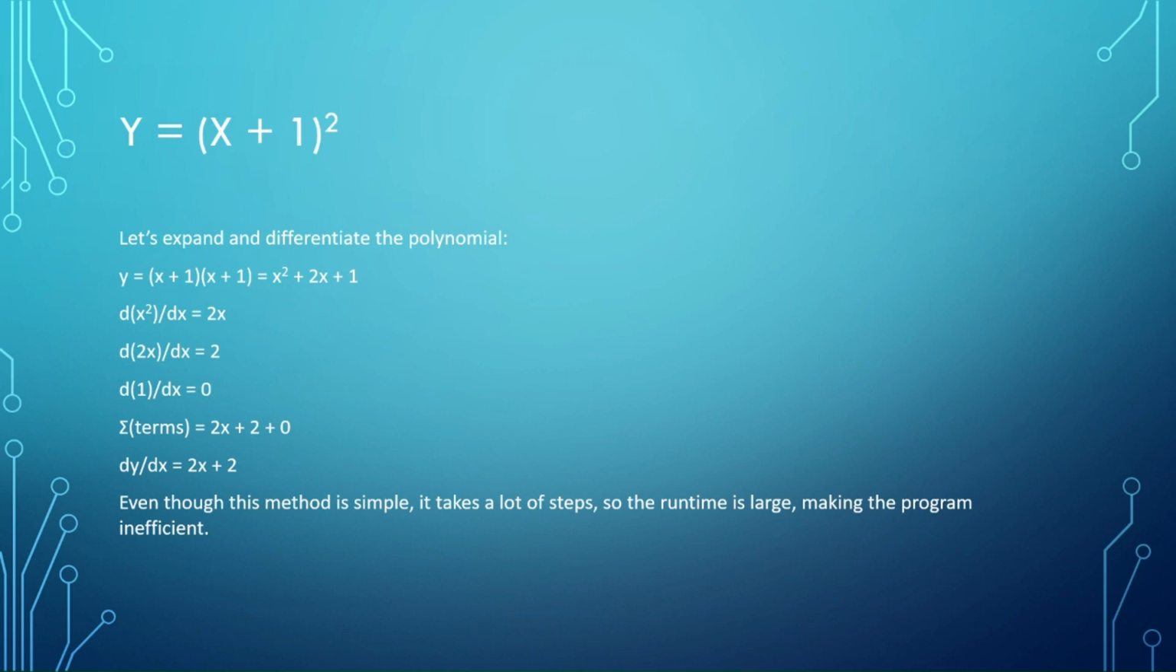So the runtime might be large, making it slightly inefficient, even though it might be slightly simple to us. Of course, it does depend on how it's coded. But once again, this is like the basic ideas of how methods might differ. So this is one method of differentiating it.